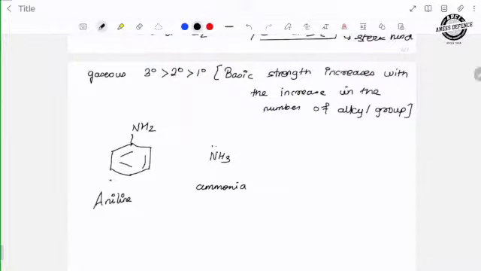This lone pair of electron which is present on nitrogen, it is busy with resonance. So it can't donate its lone pair of electron. So we can say ammonia is stronger base and aniline is weaker in nature.